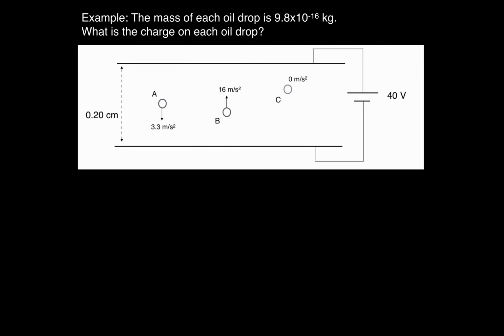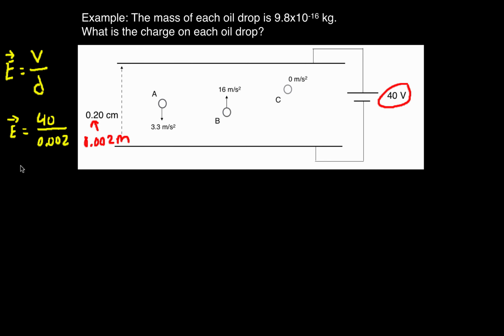For example, the mass of each oil droplet is 9.8 times 10 to the minus 16 kilograms. What is the charge on each oil droplet? We'll start this problem by determining the electric field between the plates. The electric field is equal to the voltage divided by the plate separation distance. The voltage is 40 volts. The plate separation distance is 0.2 centimeters, which is 0.002 meters. So the electric field is equal to 40 divided by 0.002, which gives us an electric field equal to 20,000 newtons per coulomb.